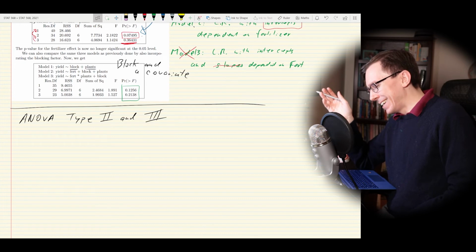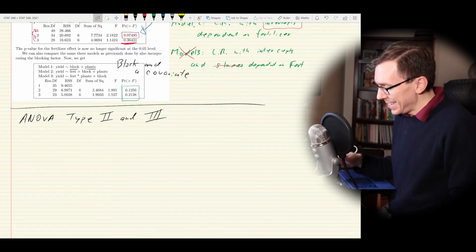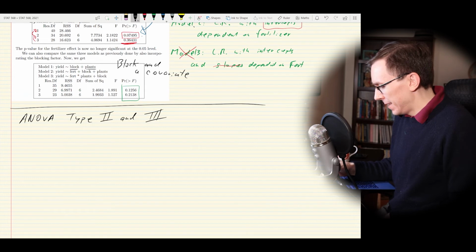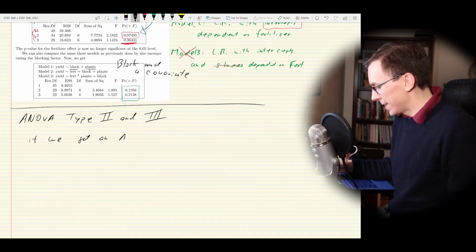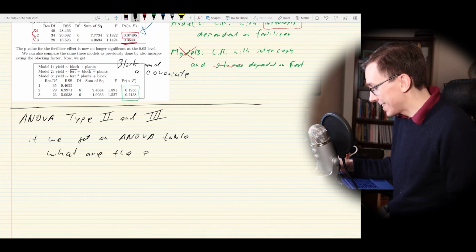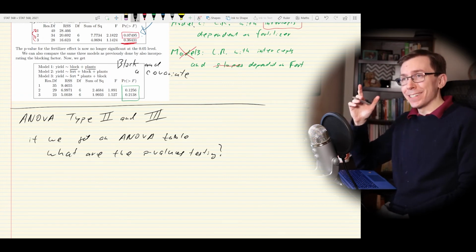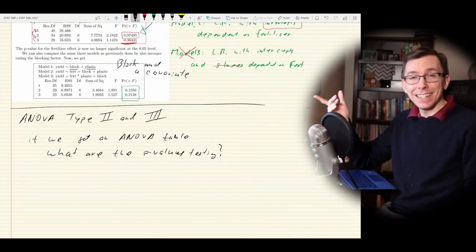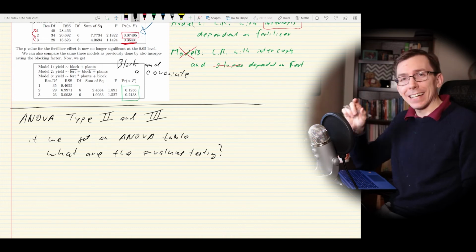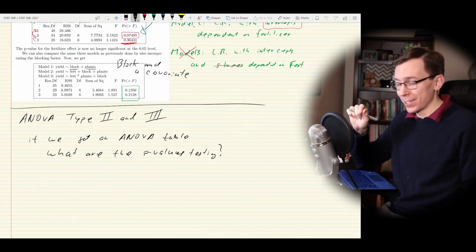But anyway, the idea is that if we get an ANOVA table, what are the p-values testing? It's always really good because you get p-values everywhere in statistics, in R. You got to know exactly what's being tested or you're going to run into trouble.